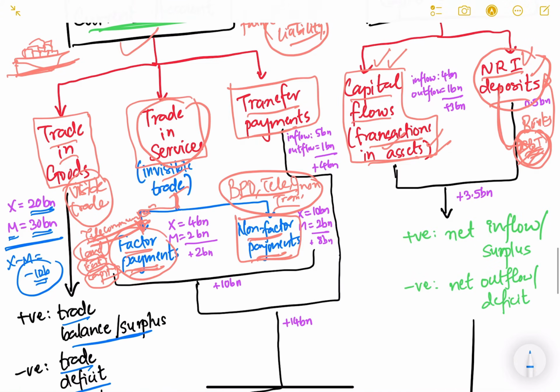Now let us come to trade in services. In trade in services also, let us look at the factor payment. For example, the exports is 4 billion.